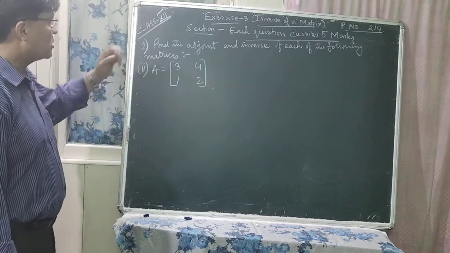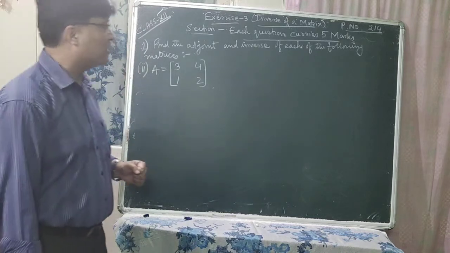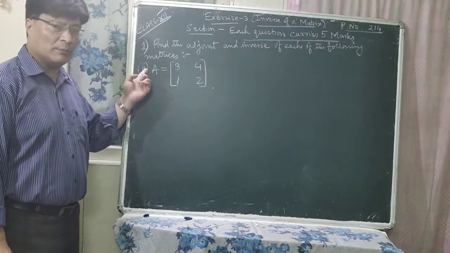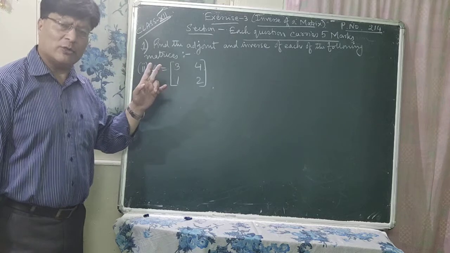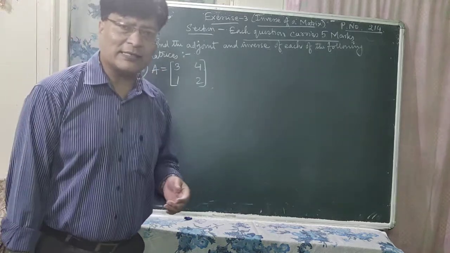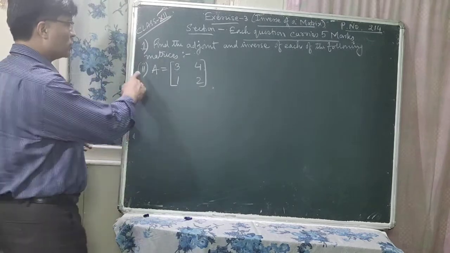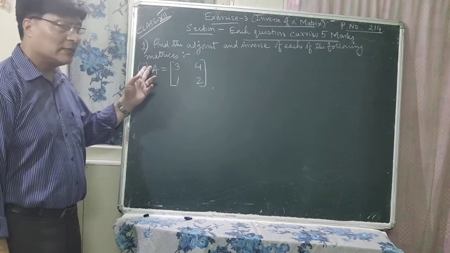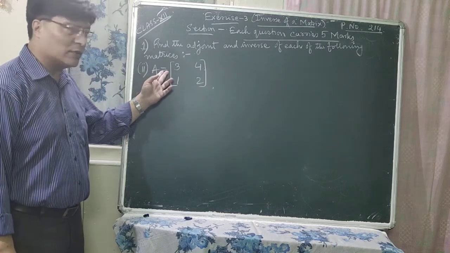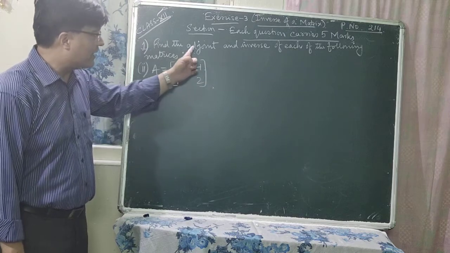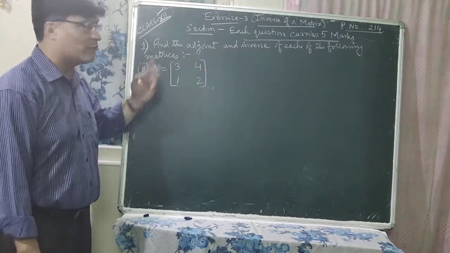Okay. So question number 1 is find the adjoint and inverse of each of the following matrices. This is number 2 of question number 1. We did question number 1 of 1 in the last online class. So now we'll do question number 2 of number 1. It is given that the given matrix A is equal to the second order matrix 3, 4, 1, 2. You have to find out the adjoint and inverse of each of the following matrices.